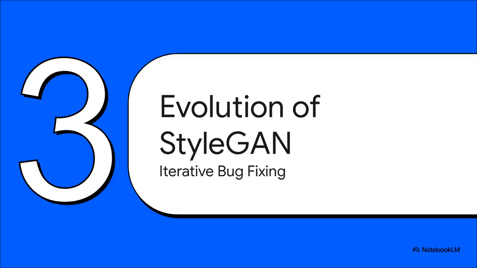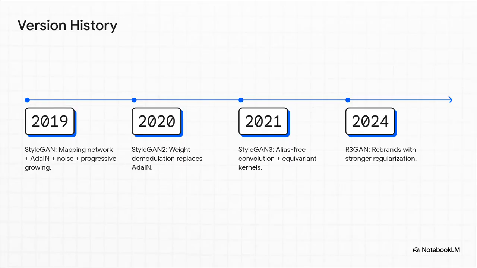Moving on to Section 3. Evolution of StyleGAN, iterative bug fixing. Over the years, this architecture went through a rapid evolution. We're talking starting in 2019 with the original mapping network, jumping to version 2 in 2020, version 3 in 2021, all the way up to R3GAN in 2024, which, by the way, closed the quality gap to diffusion models while using 20 times fewer parameters.